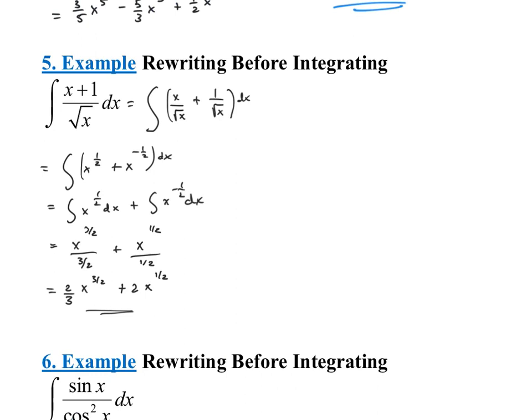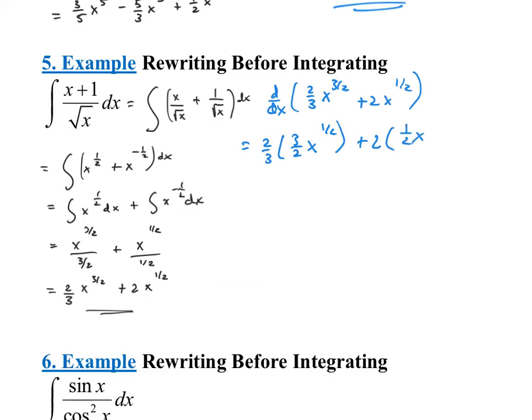How do we find out if we're right? Let's take the derivative with respect to x of our answer. So we have 2/3 x to the 3/2 plus 2x to the 1/2. Let's take the derivative. Well, that would be 2/3 times 3/2 x to the 3/2 minus 1, which is 1/2, plus 2 times 1/2 x to the 1/2 minus 1, which would be negative 1/2. And when I do that, my 2/3 and my 3/2 simplify, so I end up with x to the 1/2, plus, now my 2s simplify, and I get x to the negative 1/2.